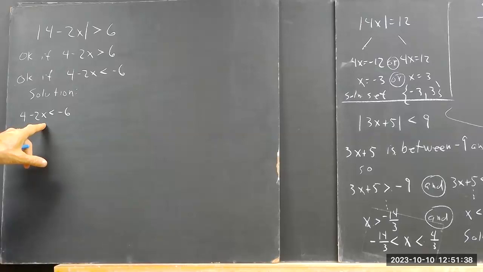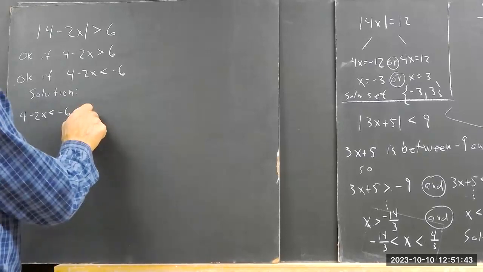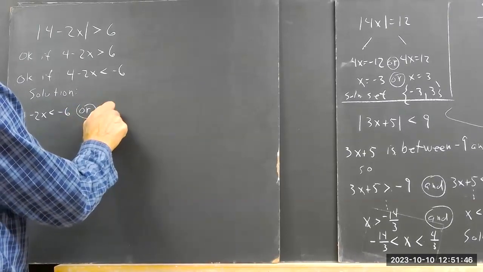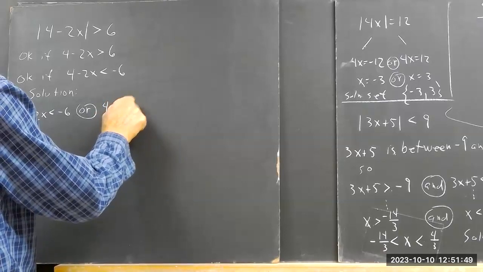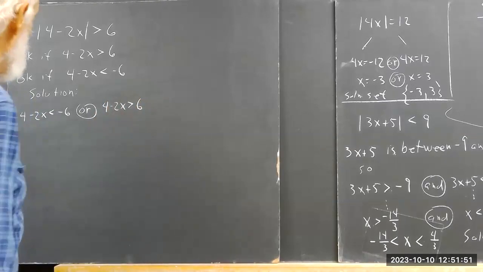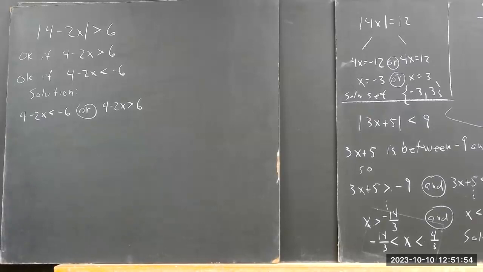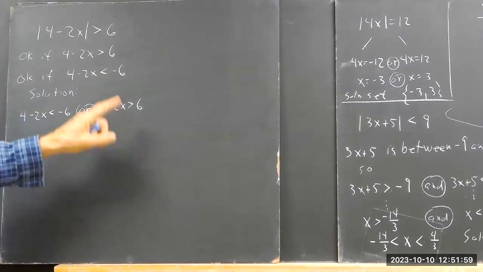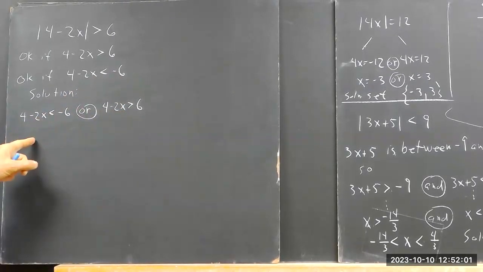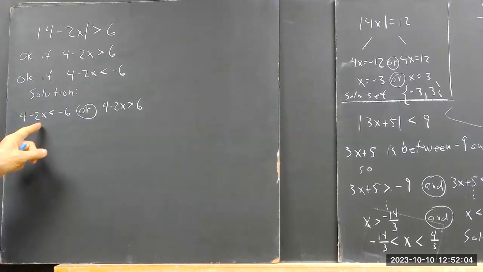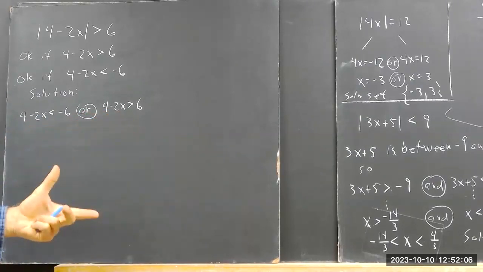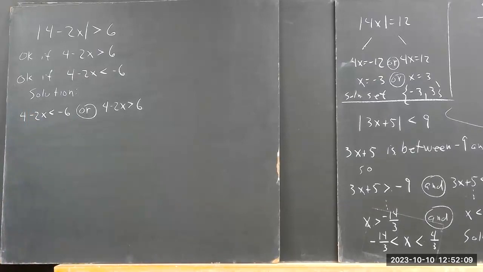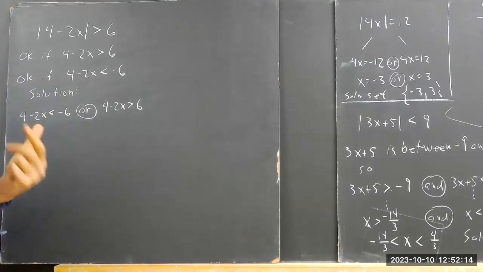X could be a solution to this equation, right? Or it could be a solution to this equation. It can't be "and," because no solution to this inequality is a solution to this one. There can't be a solution to this and this, because it will be a solution to one of them. Well, it's pretty easy to solve these. You just use the rules for inequalities that we covered some time ago.